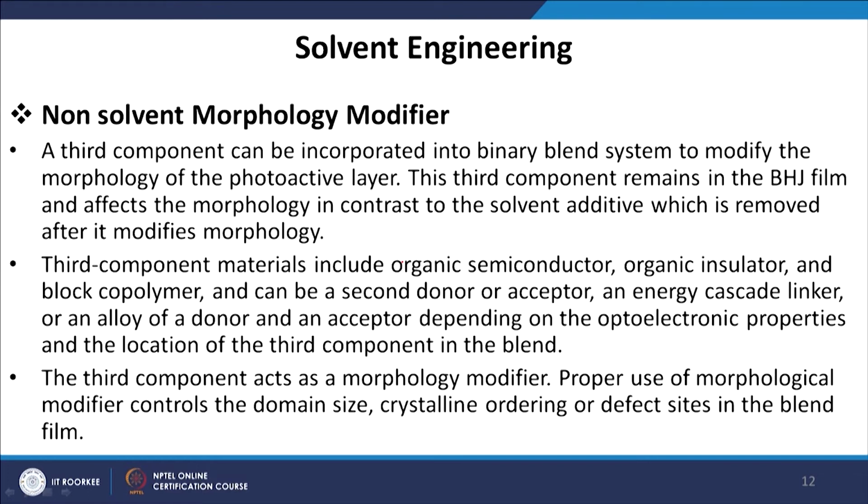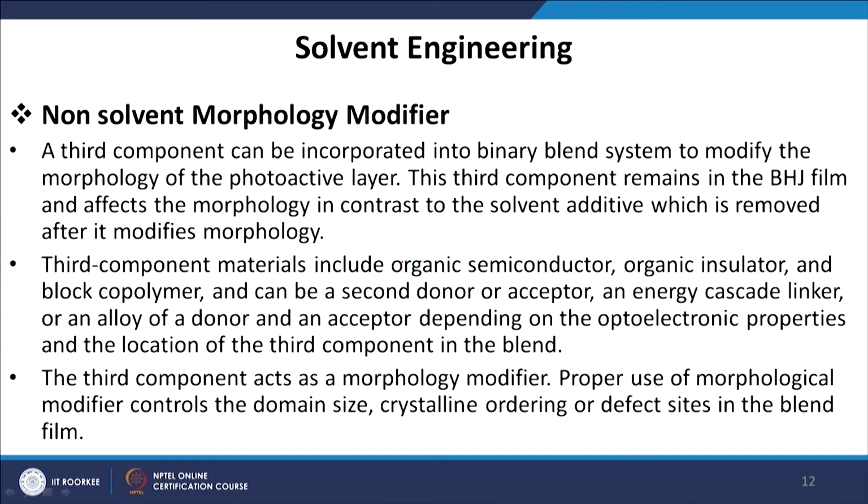A third component can be incorporated into a binary blend system to modify the morphology of the photoactive layer. Let us say I use chloroform as one of the solvents and I use some additive, because I know that chloroform vaporizes very rapidly, so to get a larger crystal grain I have added an additive. But I can also add another, third solvent whose dielectric constant is way different than chloroform, then it is called the anti-solvent of chloroform. So, the third component remains in the BHJ film and affects the morphology, in contrast to the solvent additive, which is removed after it modifies the morphology.